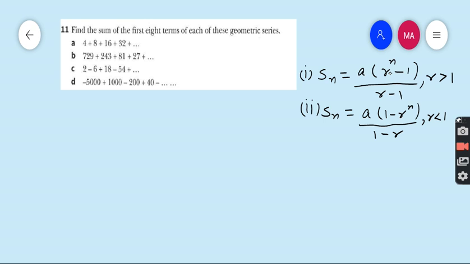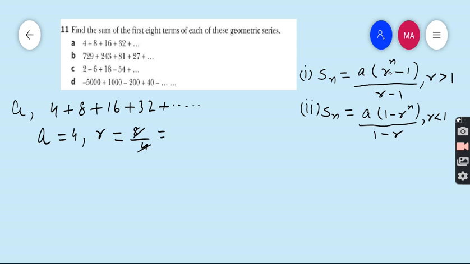So question number 11, part A: find the sum of the first 8 terms. The series is 4 plus 8 plus 16 plus 32 plus and so on. So the first term A is 4. The common ratio R is equal to 8 upon 4, that is 2. And the number of terms is obviously given in the question, that is 8. In each part we have to use n is 8. So because R is greater than 1, we will use formula number 1.